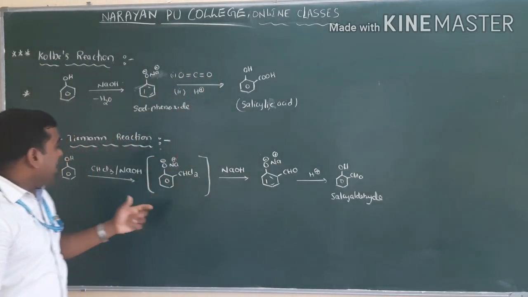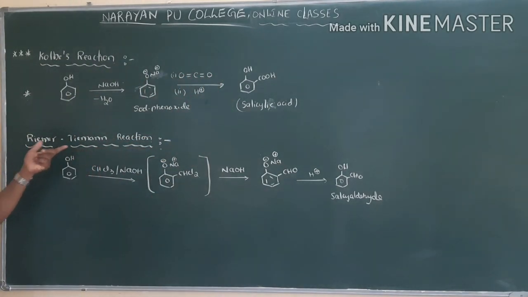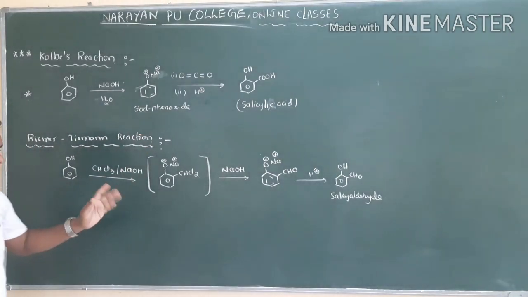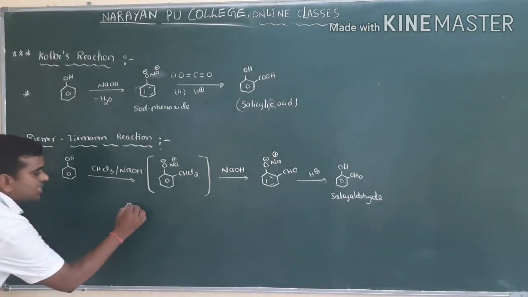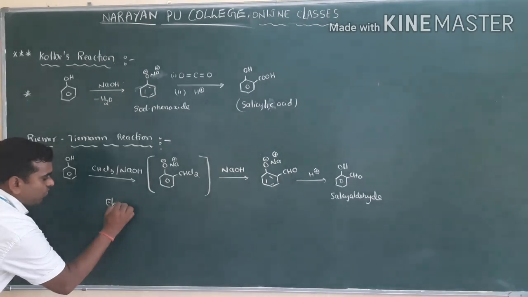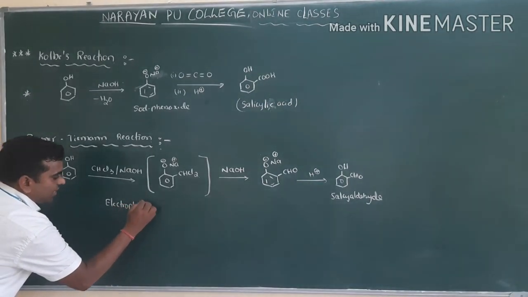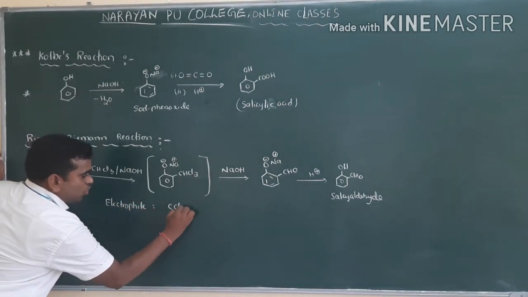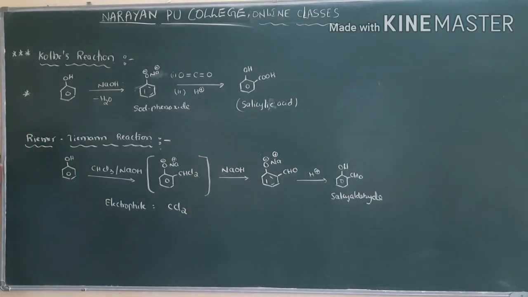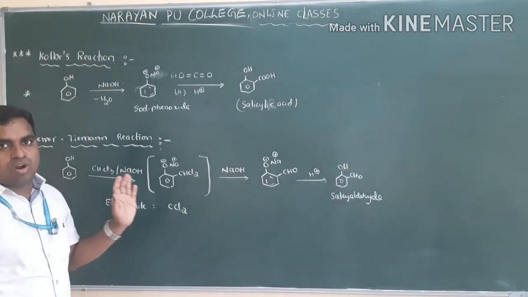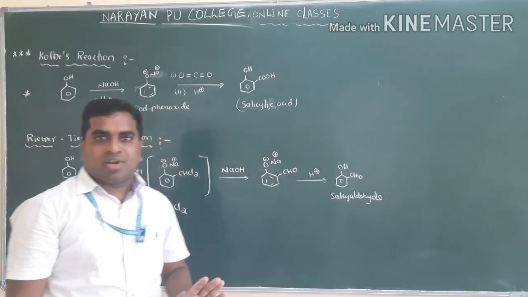Carbon dioxide. And what is the electrophile in the Reimer-Tiemann reaction? Very important here. The electrophile is CCl2. So many times this question is asked in the examination. Not in the PU examination, it is in the competitive examinations.